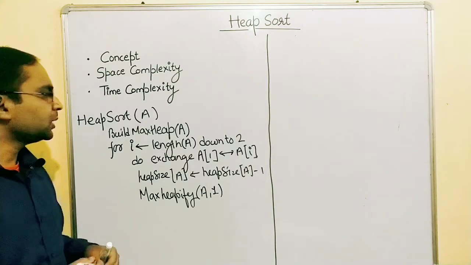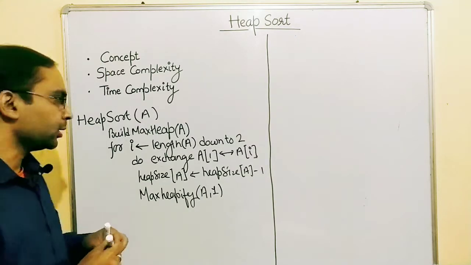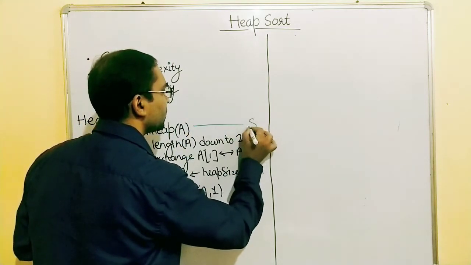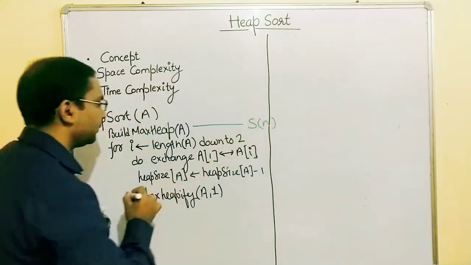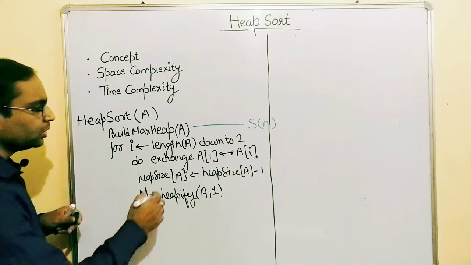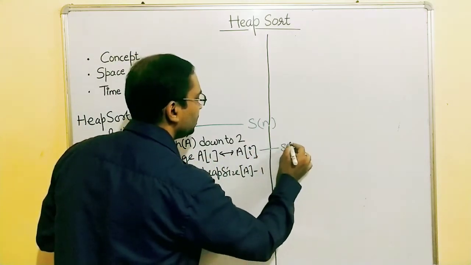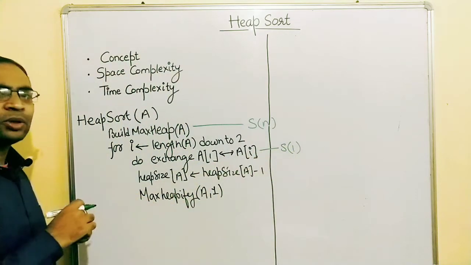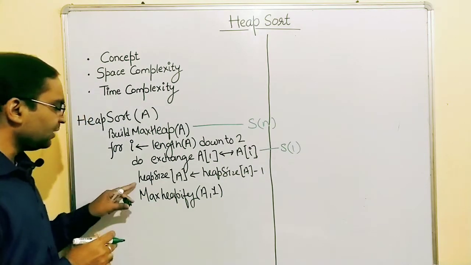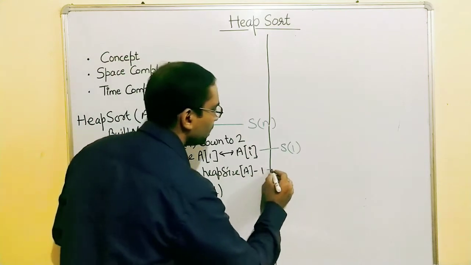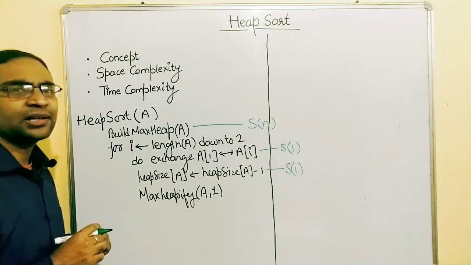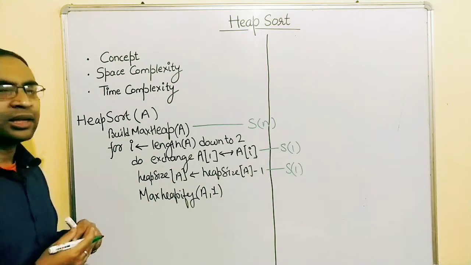Now let's talk about the space complexity of this heap sort. So we can see that this build max heap will take the space of O(n), and next is the loop. And then we can see inside the loop, this exchange statement will take the space complexity of O(1) because it's just exchanging or swapping the two values. Then we have the heap size. So we need to reduce the heap size. That will also take the space complexity of O(1). This is just the exchanging.